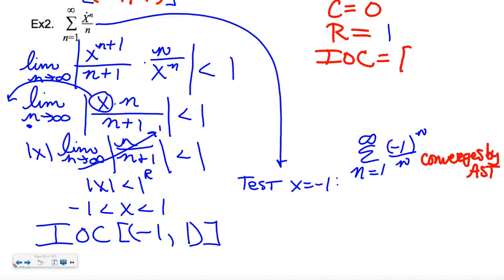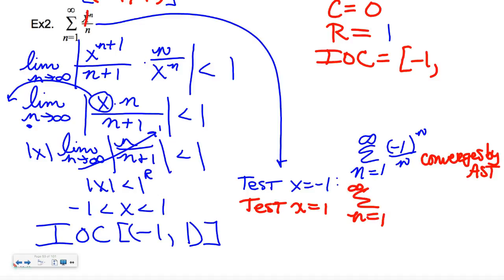-1 gets to be included in my domain. Now watch me test 1. See, this is actually kind of important, and it's something I think gets skipped or people don't get why it's working. So let's go do that. Now let's test the other endpoint on the interval of convergence and see if it truly causes convergence or divergence. Can I include it or not?